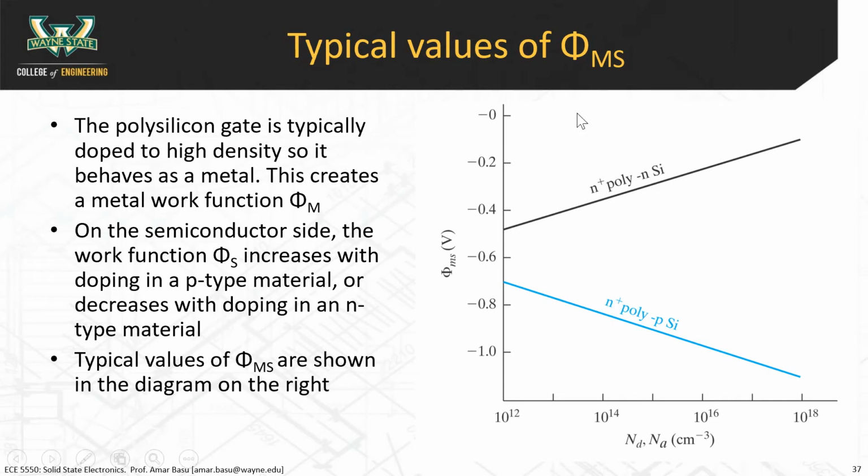So when they're using polysilicon gates, they've done a lot of empirical studies to find out what happens as you change the doping levels, because as you change the doping levels, the phi ms changes. It changes the work function of the polysilicon, and also changes the work function of the substrate. I'll get into that in a second.